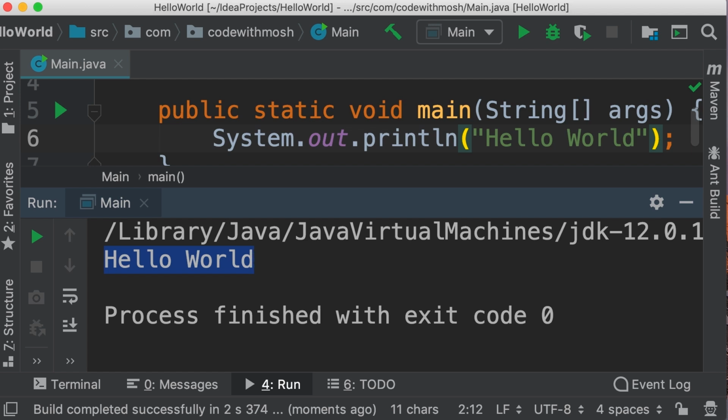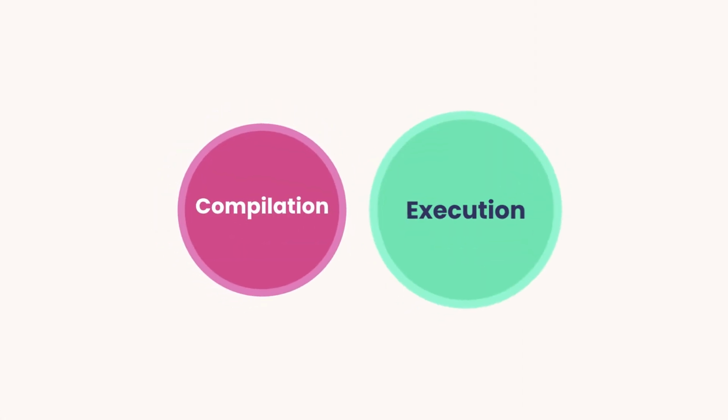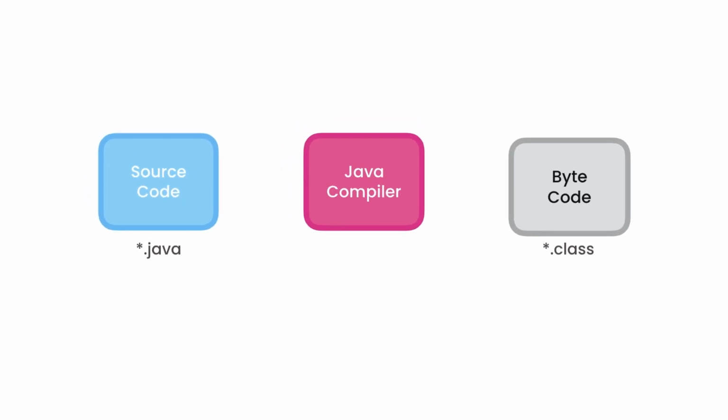Next, I'm going to explain how Java code gets executed under the hood. There are two steps involved here, compilation and execution. In the compilation step, IntelliJ uses the Java compiler to compile our code into a different format called Java bytecode. This Java compiler comes with the Java development kit that we downloaded at the beginning of the course.